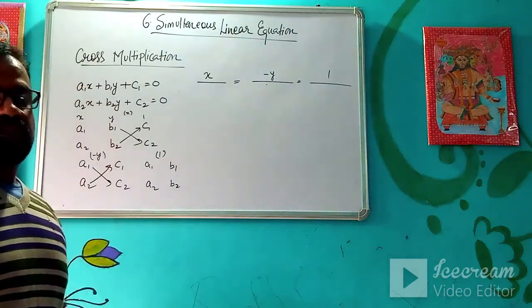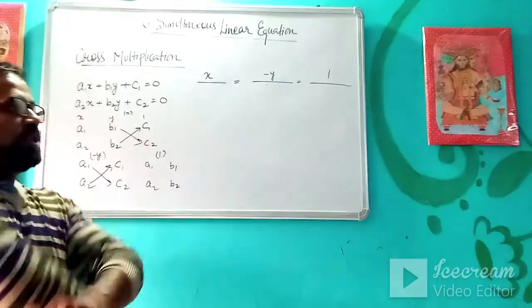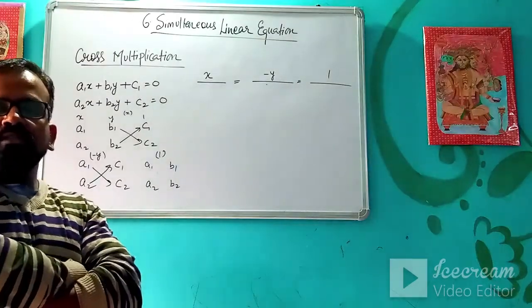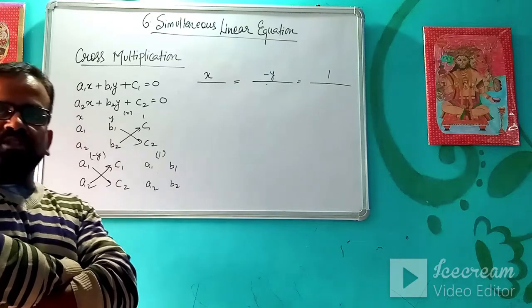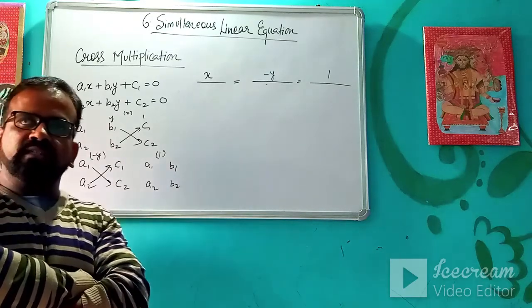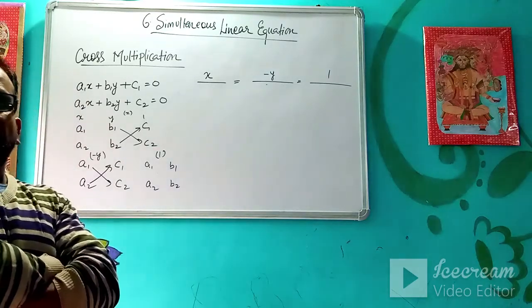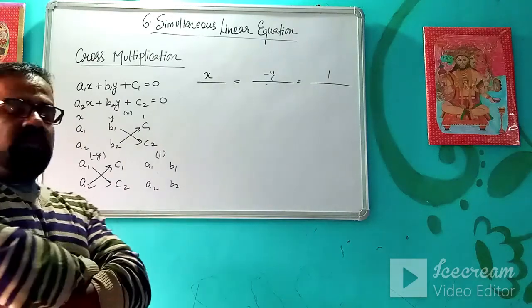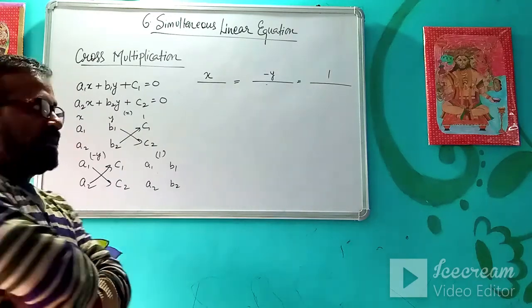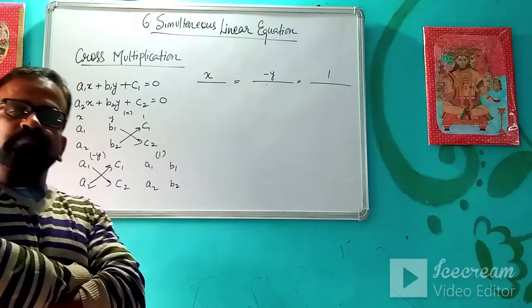So we have started this chapter, simultaneous linear equations. In this we have discussed two methods. The first one was the substitution method, and then we have discussed the elimination method. Now we will discuss the third method, that is the cross multiplication method.